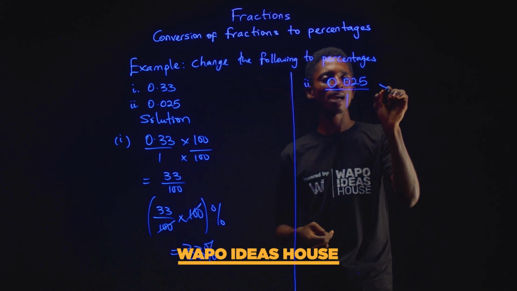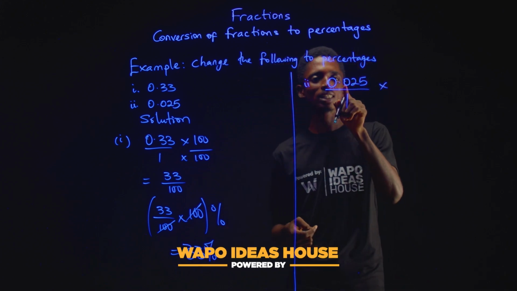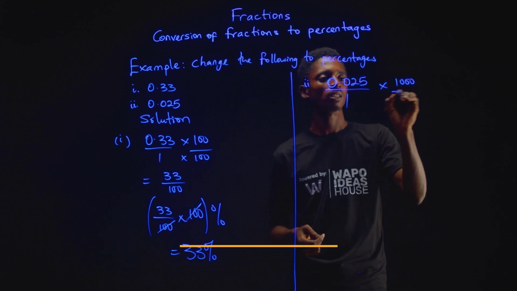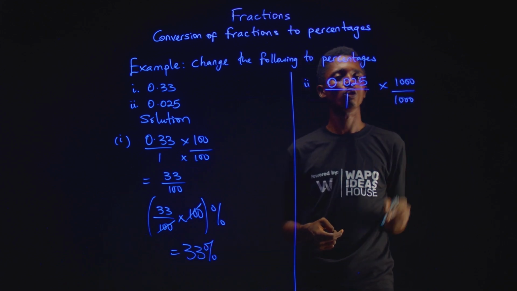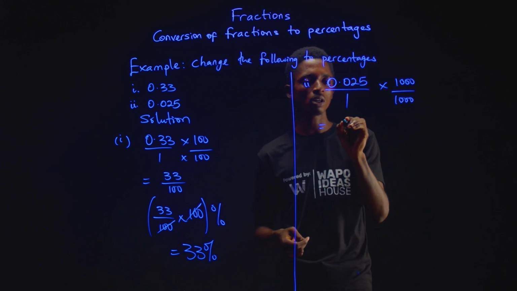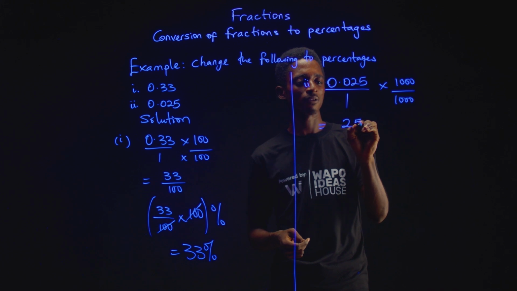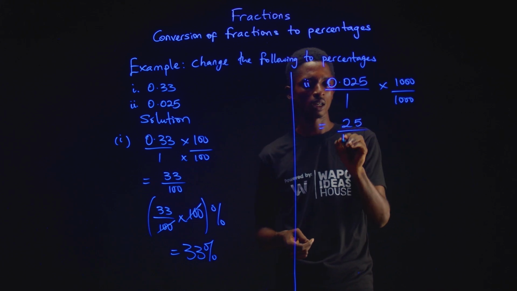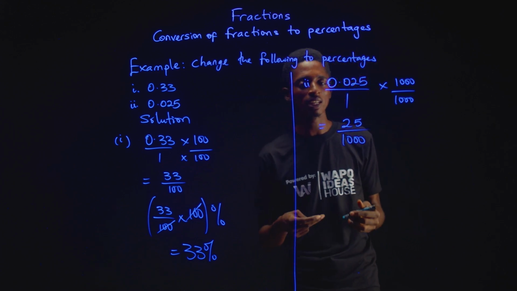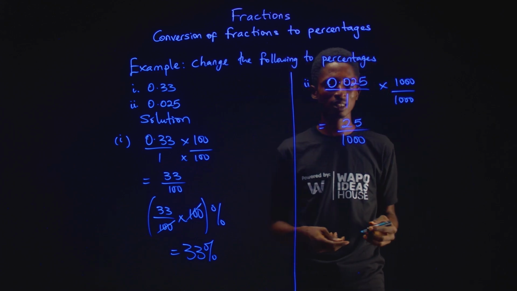And then we multiply by powers of 10. Since there are 3 decimal places, it will be multiplied by 1000 for both numerator and denominator. And this would give us, for the numerator, 25 over 1000. You can work with this straight or still bring it to its simplest form.